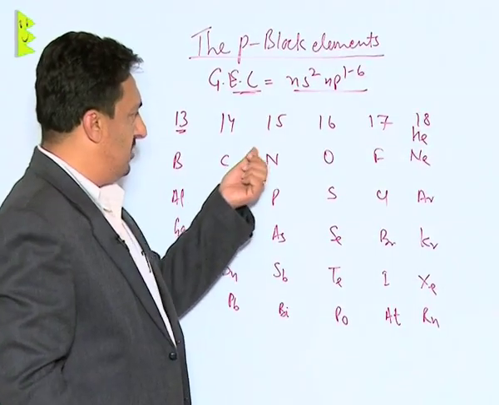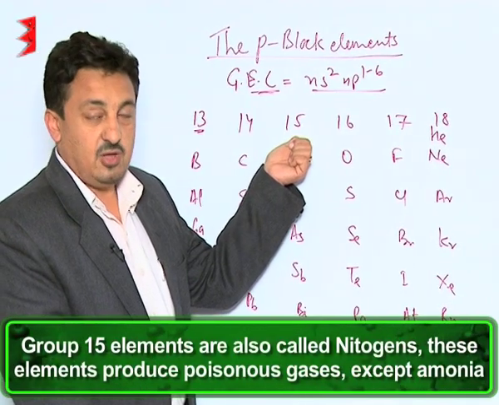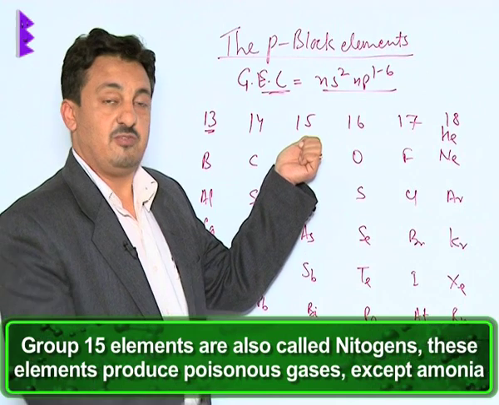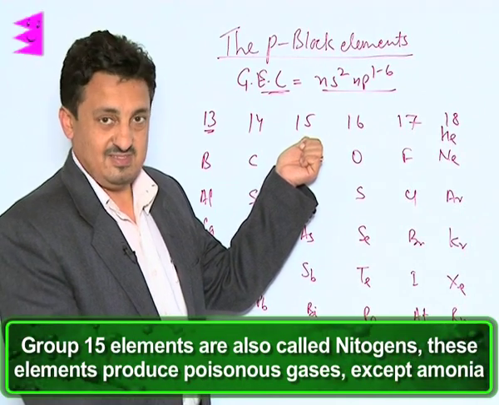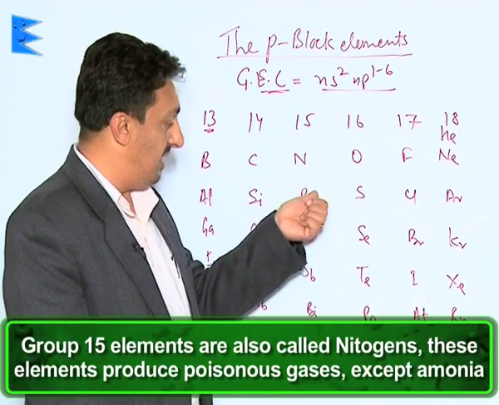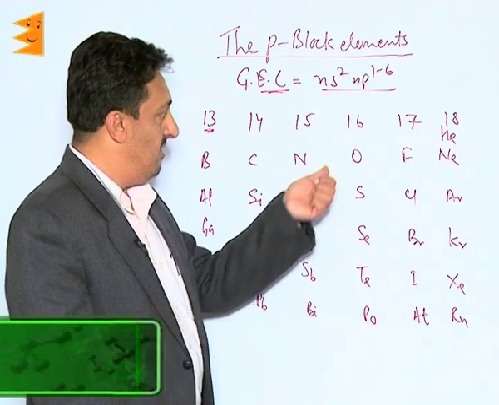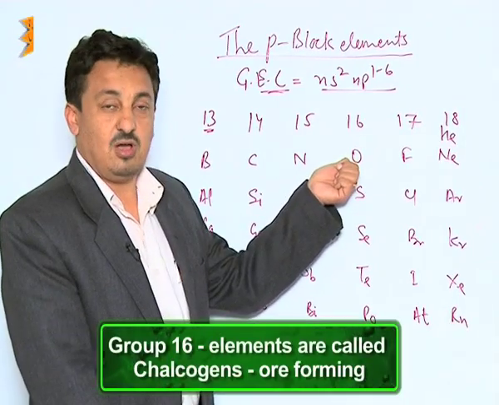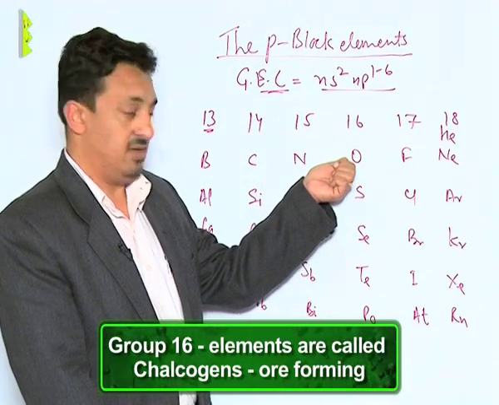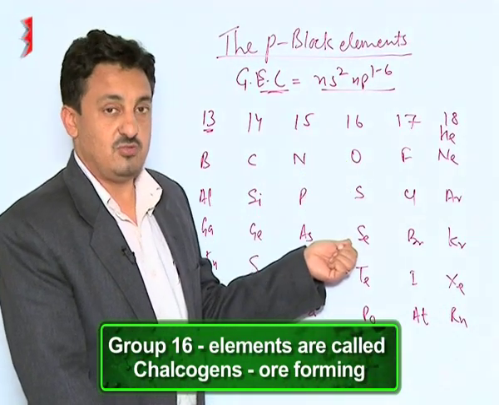Now we need to know that group 15 elements are also called pnictogens, which means elements which produce poisonous gases. Except ammonia, all of the hydrides of these elements are highly poisonous gases. Whereas group 16 elements are also called chalcogens, meaning ore forming. Chalco means ore, gen means forming, because they constitute the majority of the ores.